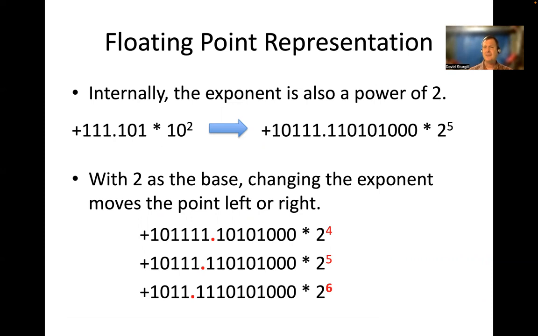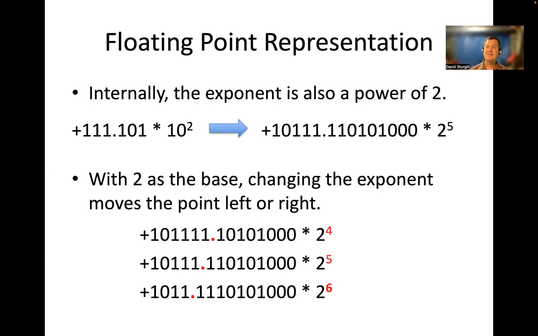One more detail first. We've been writing down floating point numbers as powers of 10, but if the mantissa is in binary, it makes a lot more sense to write them down as powers of 2. And that's the next thing we're going to have to keep in mind. For floating point numbers, the exponent isn't a power of 10 internally. It's a power of 2.